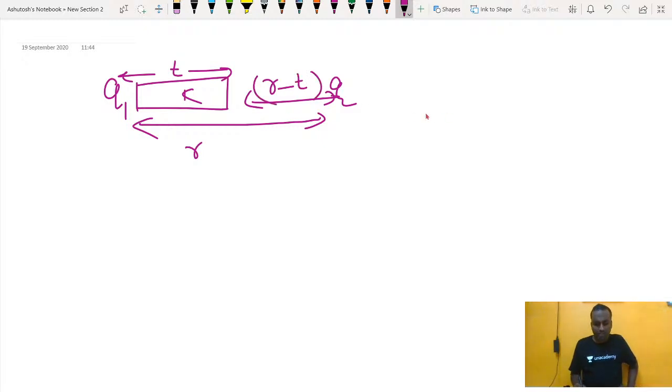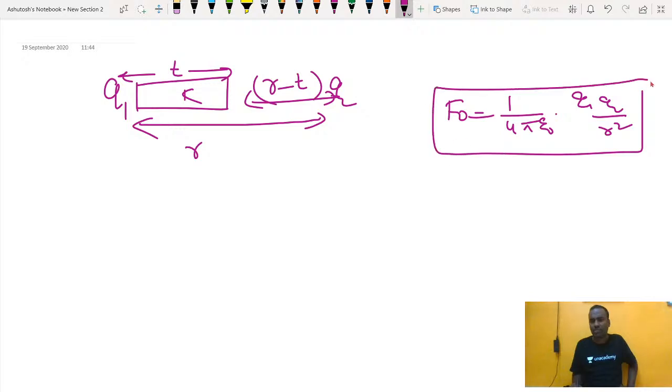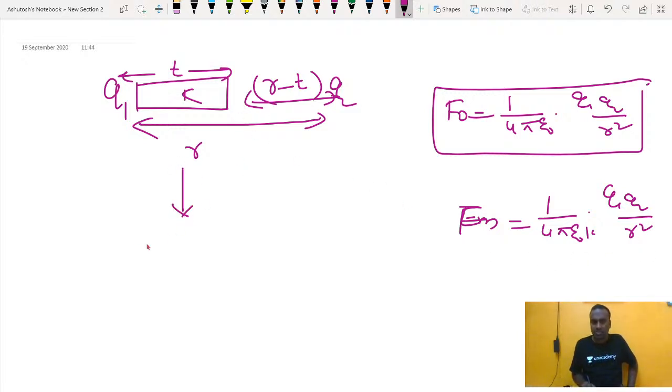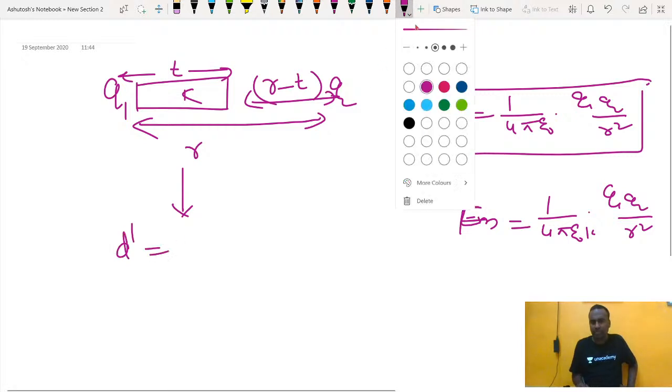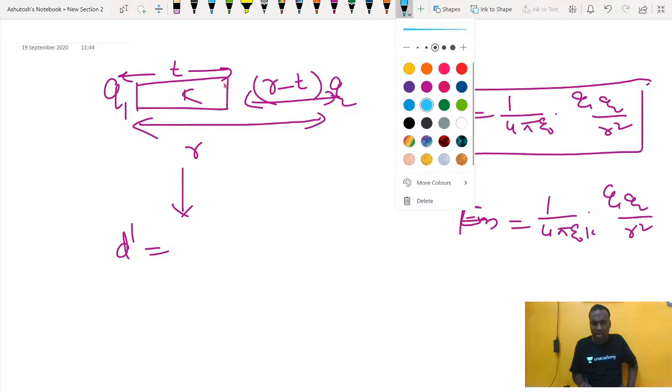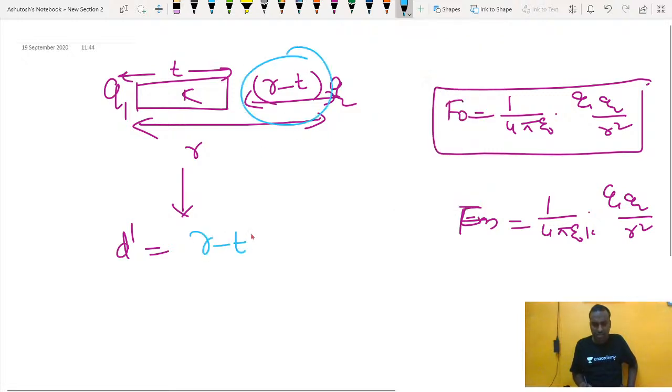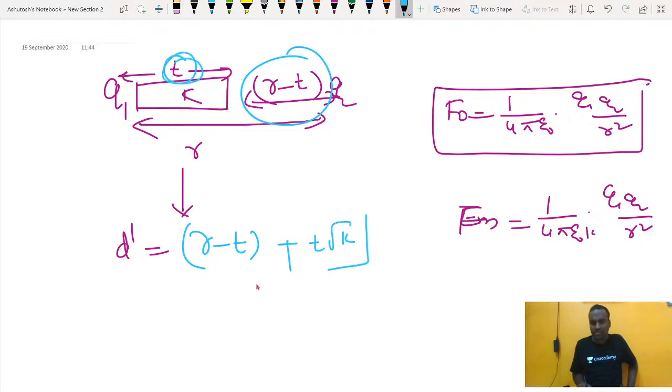Generally, students, when the force between the two charges is in free space, straight away you will write 1 by 4 pi epsilon naught q1 q2 by r square. When completely medium is present, 1 by 4 pi epsilon naught k q1 q2 by r square. Now whenever some part is free space and some part is medium, write down the effective distance: r minus t is free space, so as it is we write r minus t, plus the length t times root k, that is r minus t plus t root k.